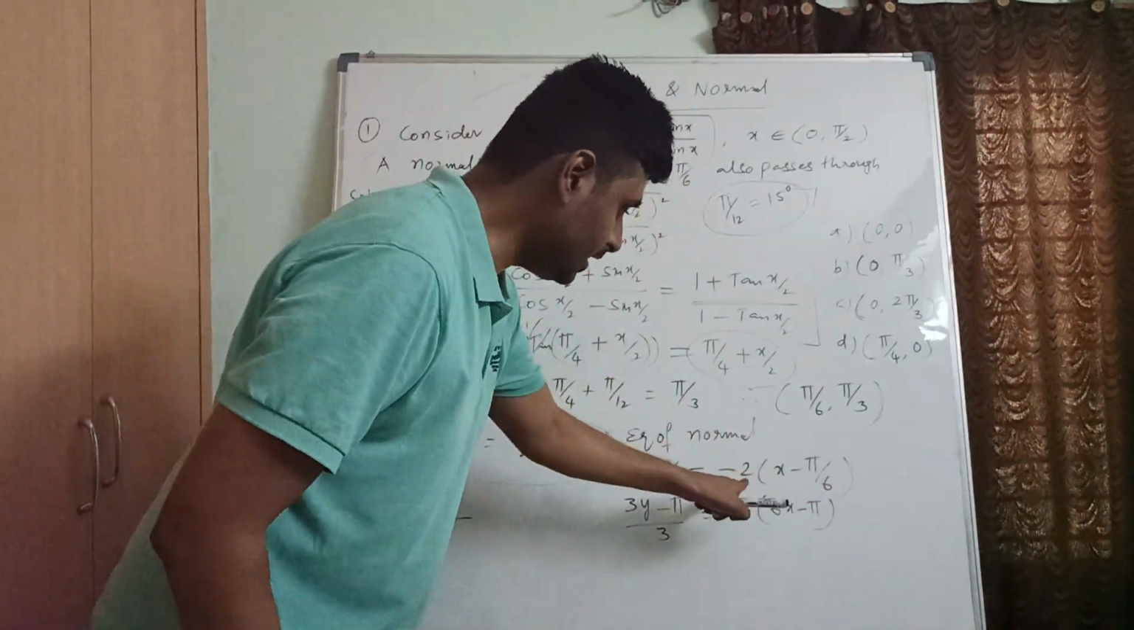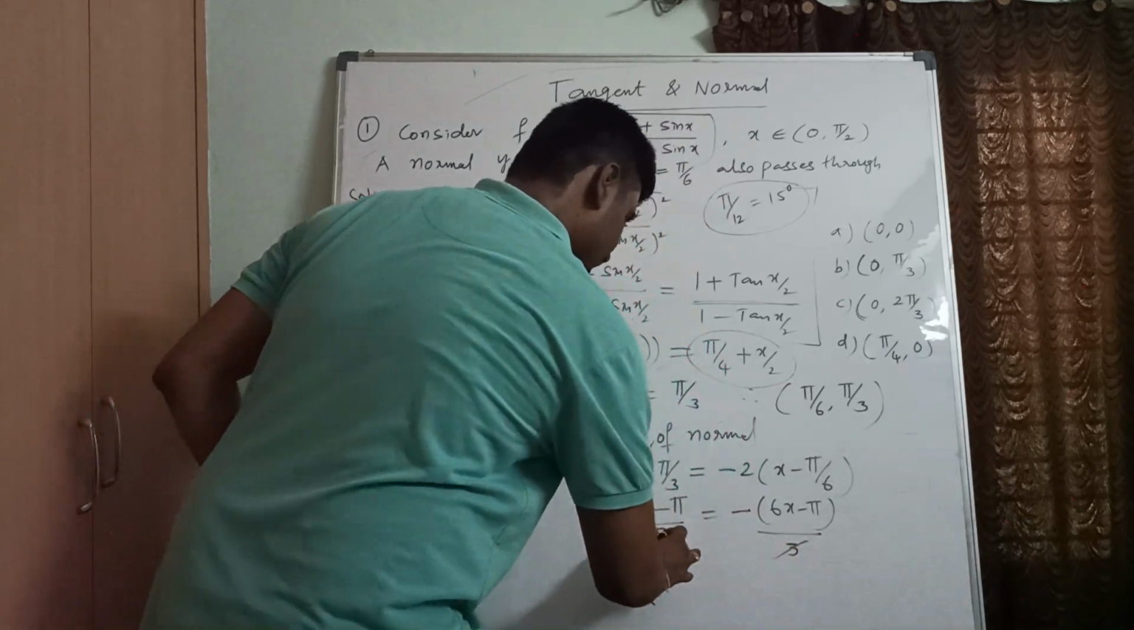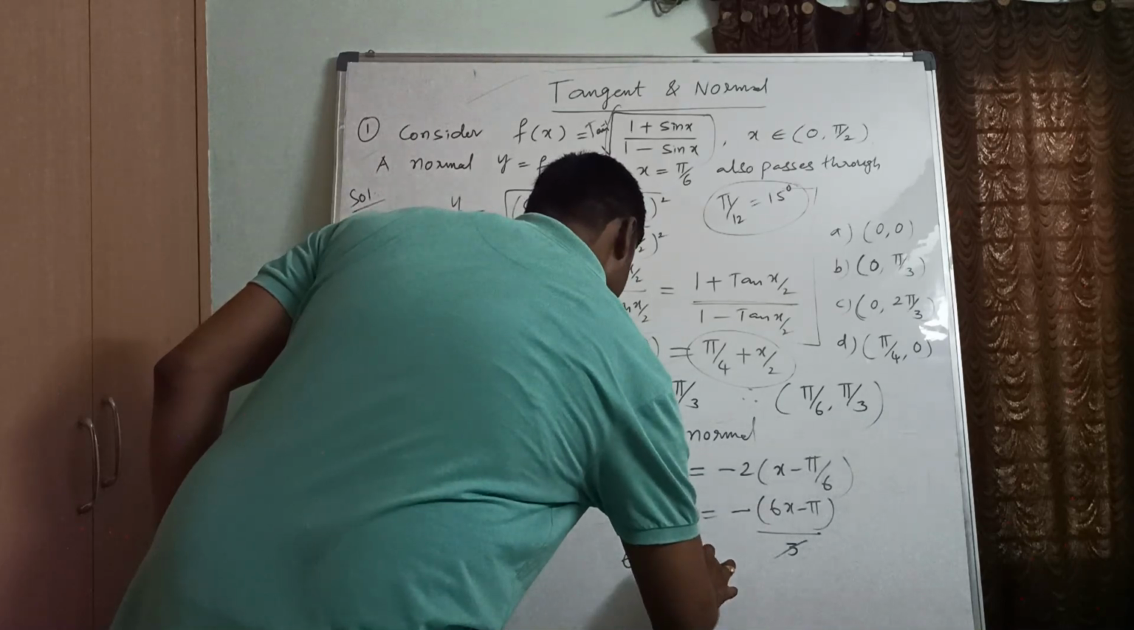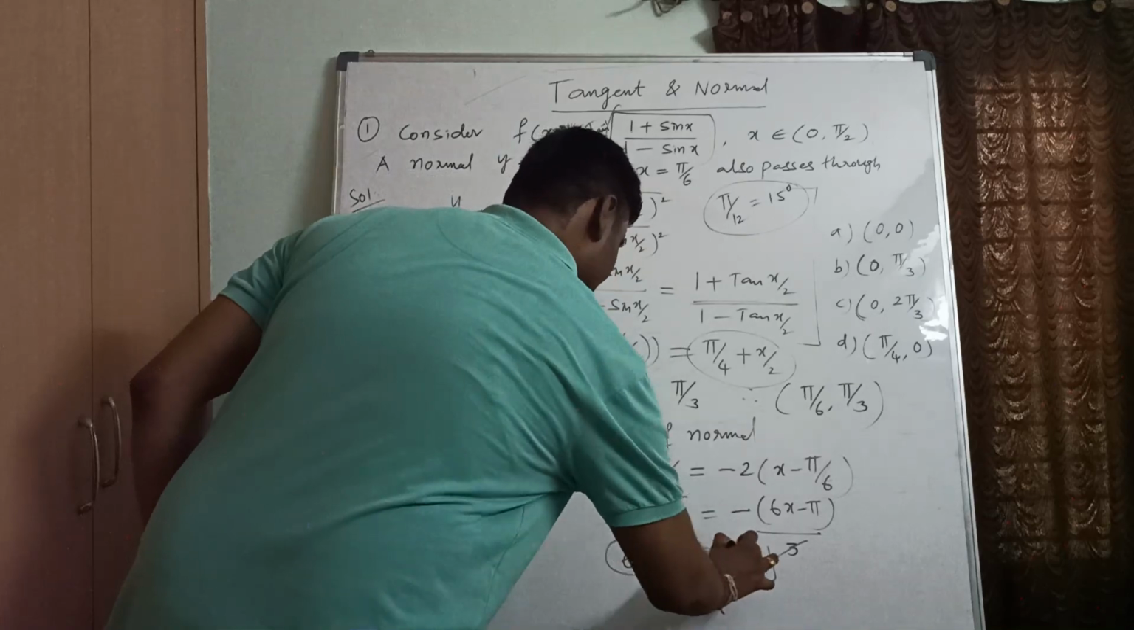Okay. 6 LCM here, 2 3s are, 3 3 get cancelled here. So from this what will I get? 6x plus 3y equals to 2 pi. That's it. Just verify the option.